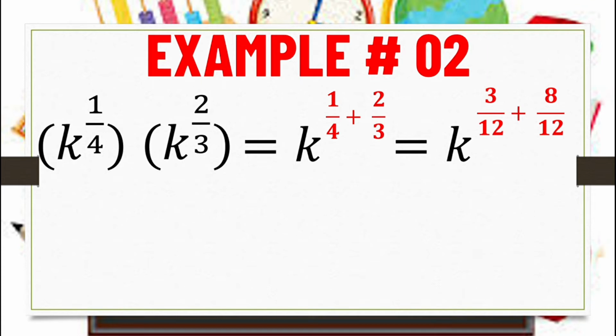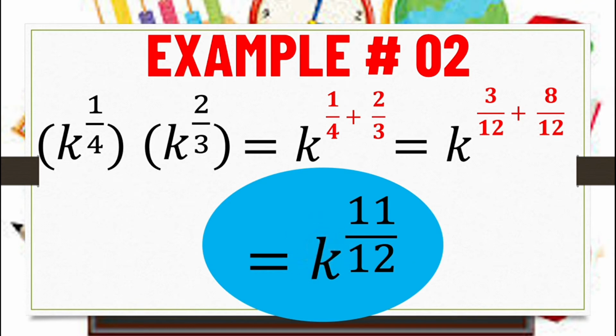In this case, we can combine our rational exponents by adding the numerator and copying the denominator. So 3 plus 8, that leads us to the sum of 11, and we will copy our denominator, which is 12. Thus, the answer in simplifying this expression would be k raised to 11 over 12. Let's have our third example.